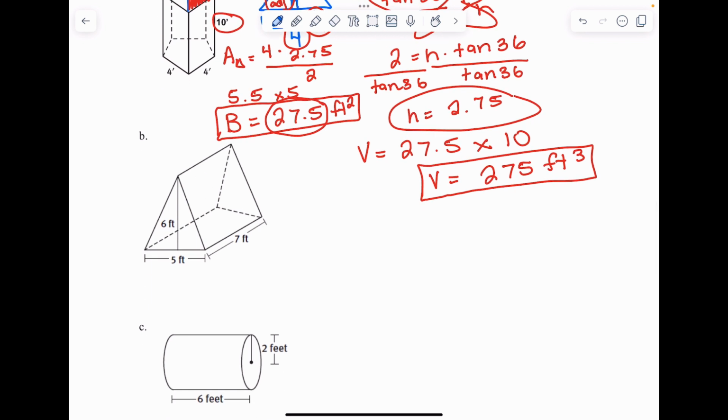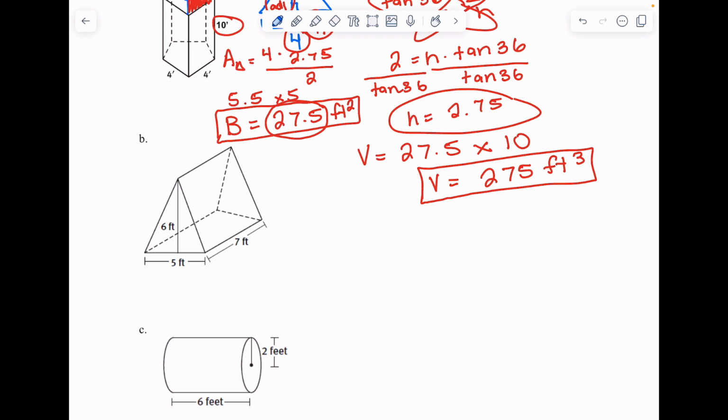In part B, I have a triangular prism. So my first step is to find the area of my triangle. To find the area of a triangle, we do base times height divided by 2. So 5 times 6 divided by 2 gives me 15 feet squared for the area of the base.